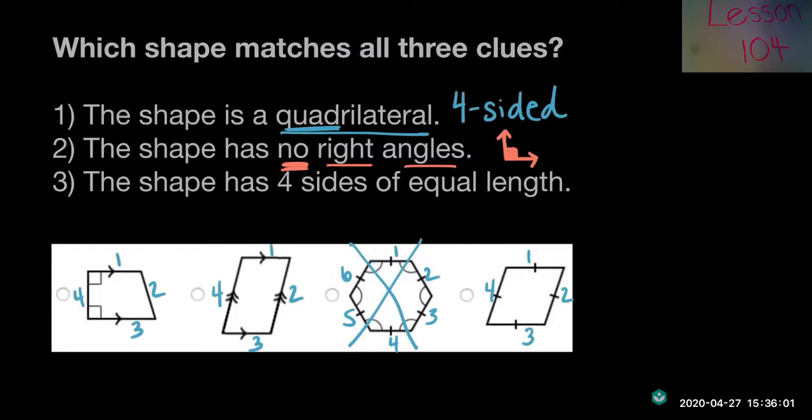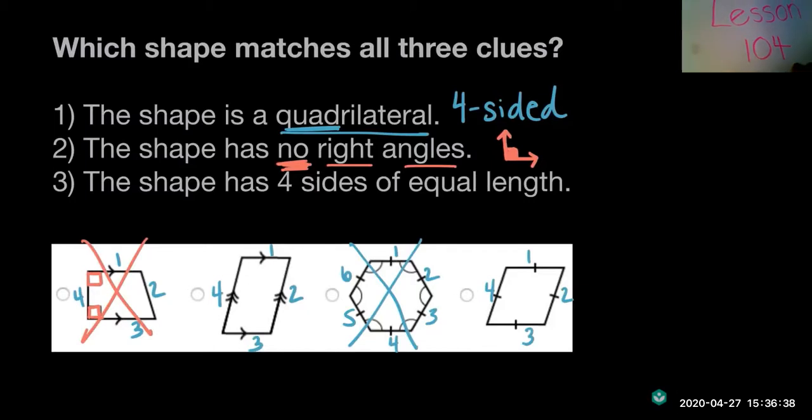Looking now down at our shapes, we can see right away that shape 1 has two right angles. There's a square corner and another square corner. So this has right angles, but the shape we're looking for has no right angles, so we can rule this shape out. Shape 2 does not have any right angles. These are not squared off corners. And same with shape 4, no right angles, so both of those still match both clues 1 and 2. So we have two shapes left. They're both quadrilaterals, and they have no right angles.